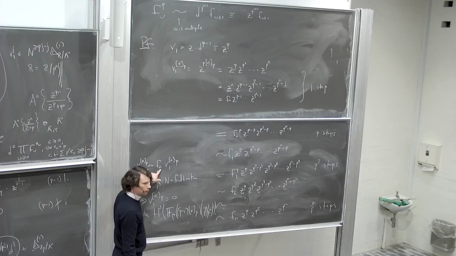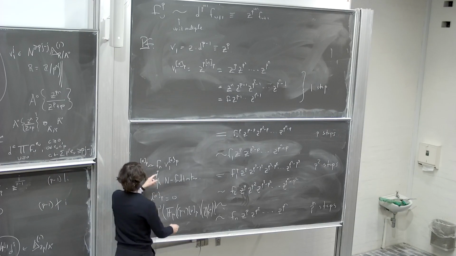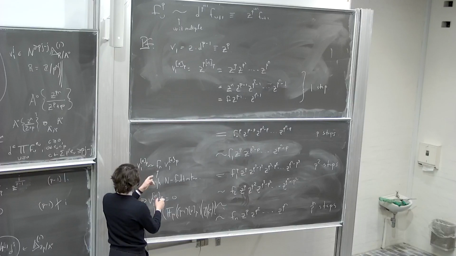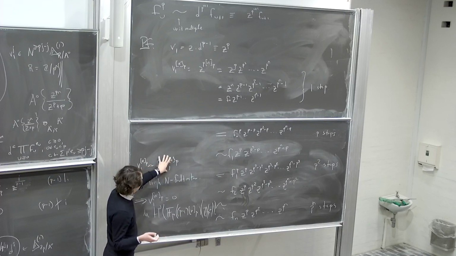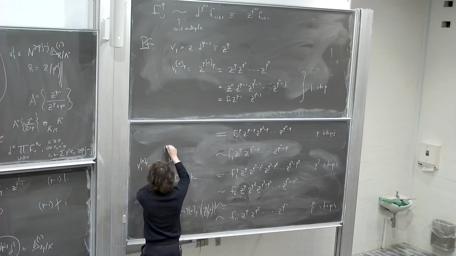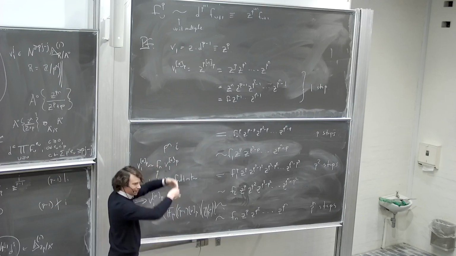This one? Well, you know, this has Nygaard filtration more than or equal to I. Well, then this has Nygaard filtration more than or equal to P to the N times I, but it's the same thing.